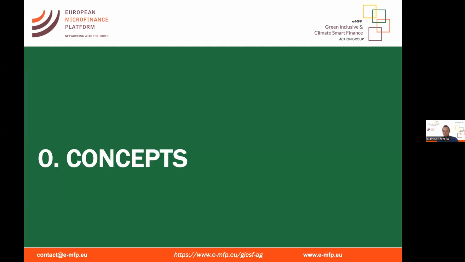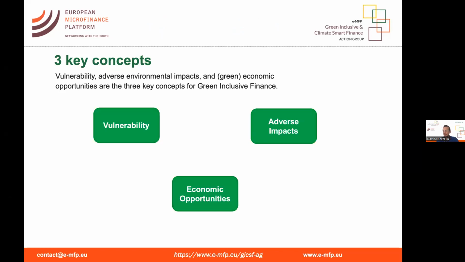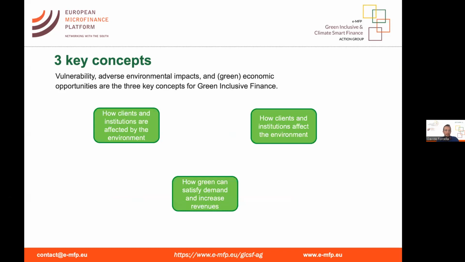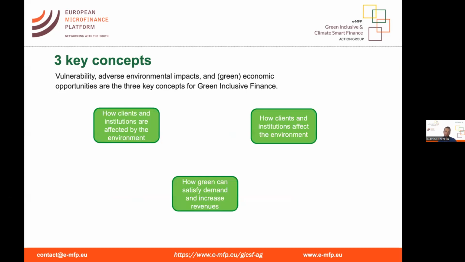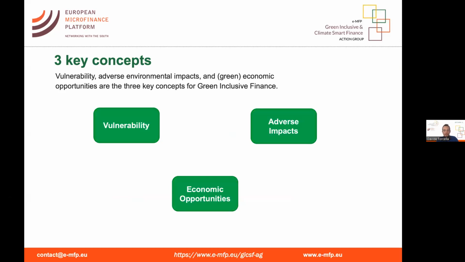Next slide, please. So, some concepts. Next slide. The Green Index, as well as the environmental performance of financial institutions that work in inclusive finance, is based on three key concepts. One is vulnerability. Next slide, please. That is about how clients and institutions are affected by the environment, like climate change. Back, please. The other one is adverse environmental impact. That is about how clients and institutions affect the environment through their activities, like pollution, cutting trees, etc. And then the other one is about economic opportunities. Next slide, please.